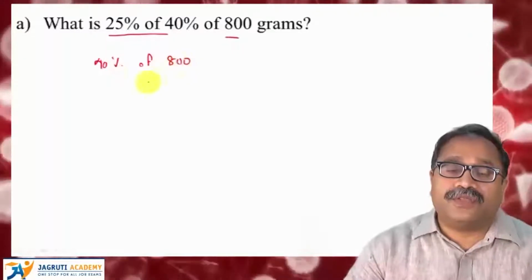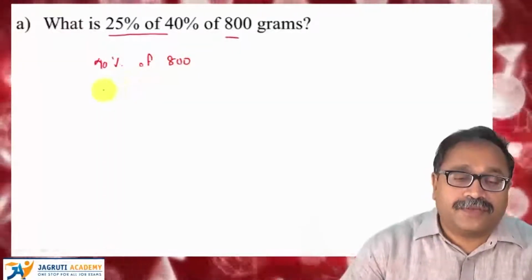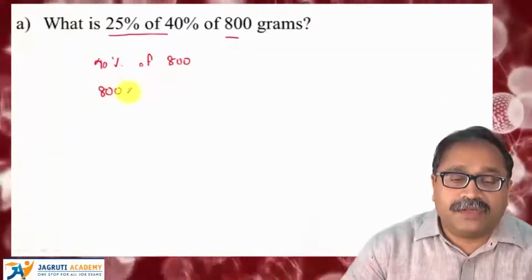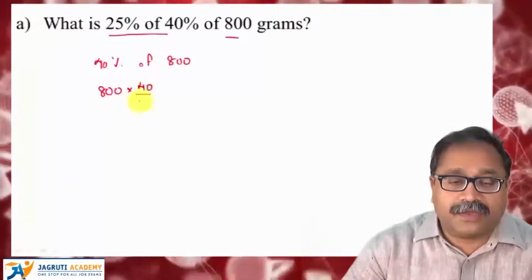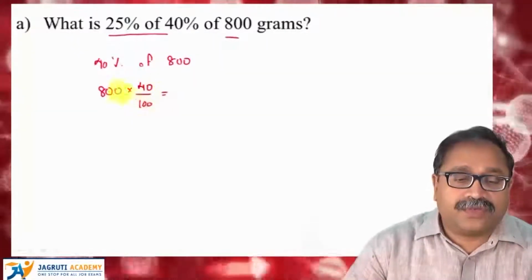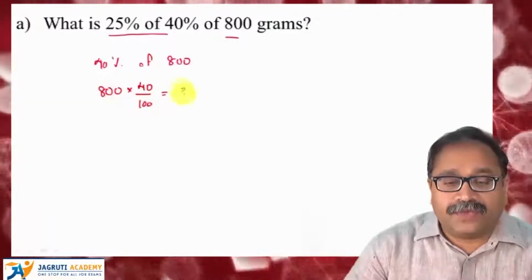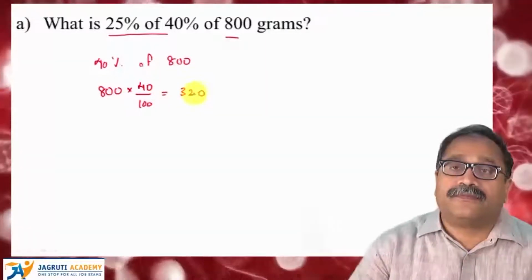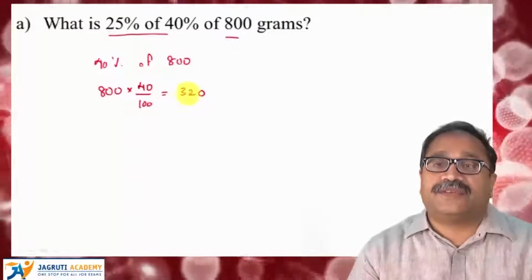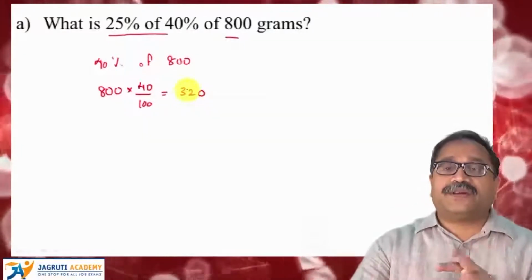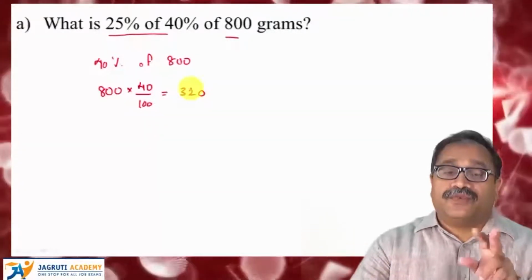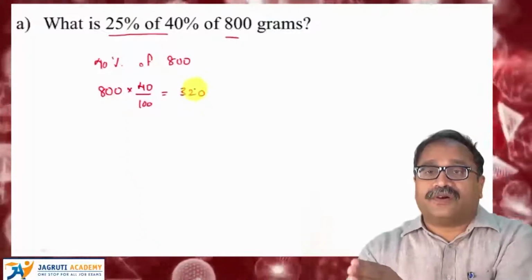And how did we do this 40% of 800? We used to take 800 into 40 by 100, which used to give us 8 times, and 8 fours are 32, so 320. Now here we have two percentages, one is 25%, the other one is 40%. Now 25% of 40% of 800.